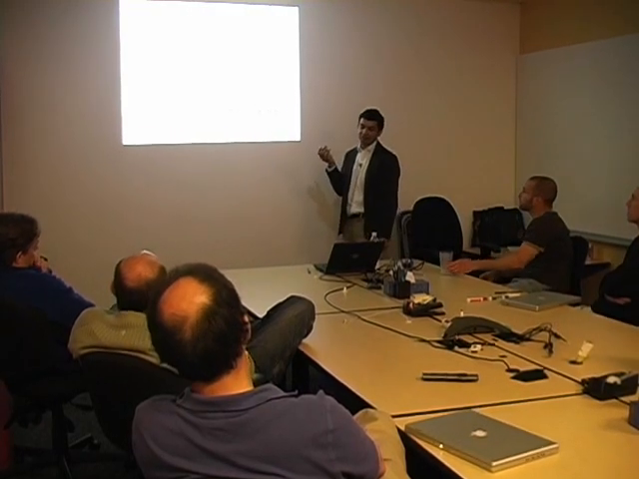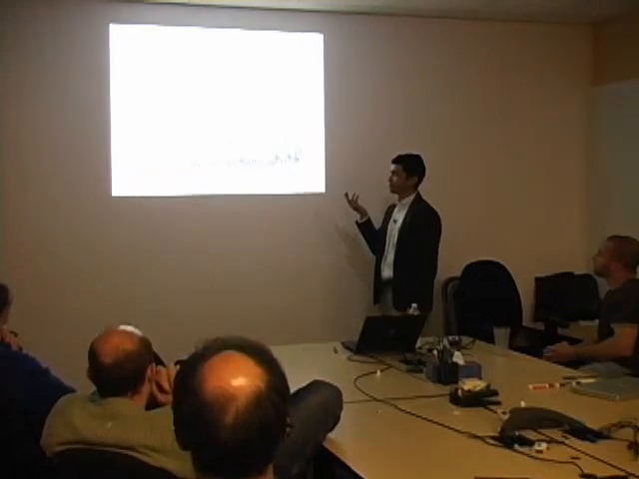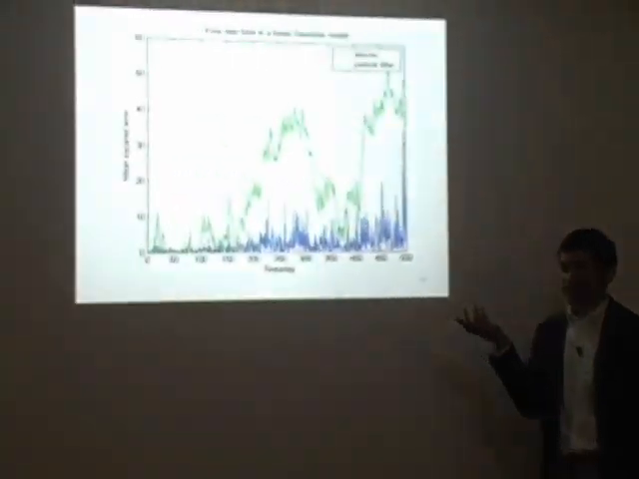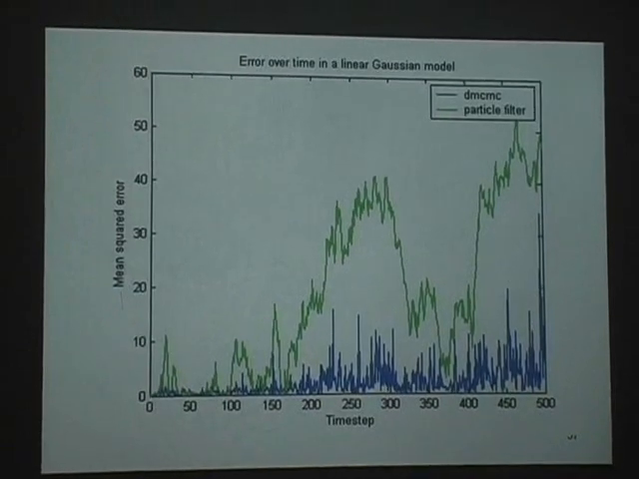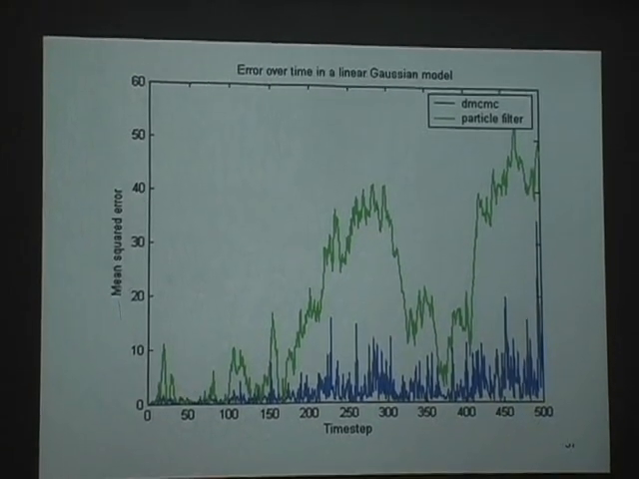I guess, ideally, you should compare running time. I did number of samples because they both scale with that, linearly. But each sample in the particle filter is much cheaper than a sample. I mean, it's not much cheaper.